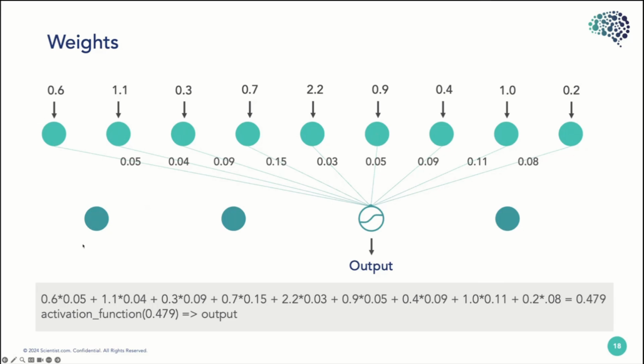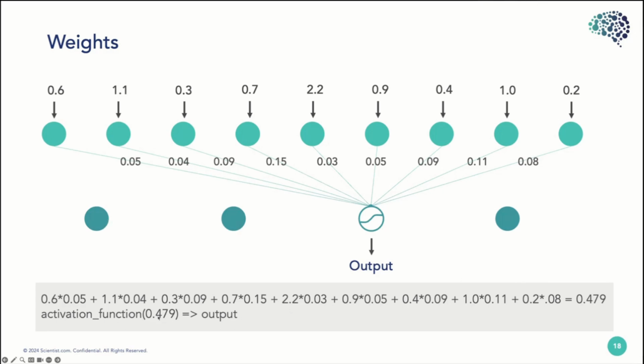So it'll be 0.6 times 0.05 plus 1.1 times 0.04. I've written it all out down here. And that's going to give you a number, 0.479. And that is the input to this node. And you'll do the same thing for this node, and this node, and this node.